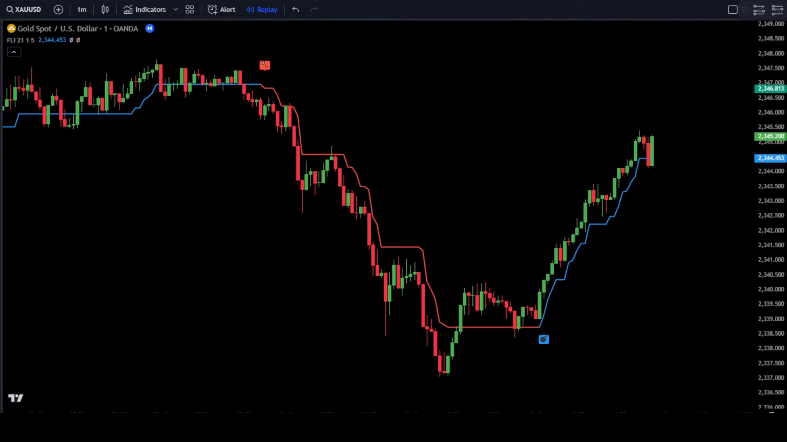This Follow Line Indicator will be used as a trend guide and a guide for placing orders in the market. If the indicator line is blue, it is a sign of a bullish trend. If the indicator line is red, it is a sign of a bearish trend. Placing orders using this Follow Line Indicator is very easy.